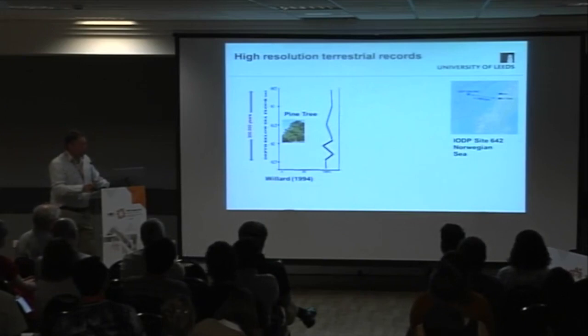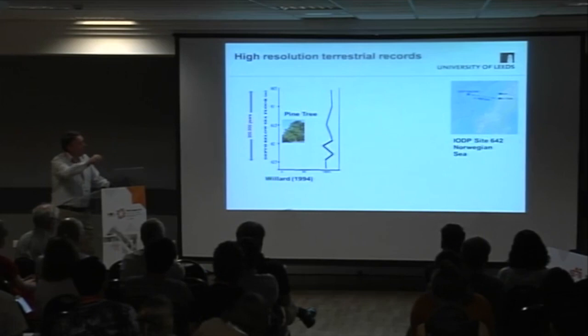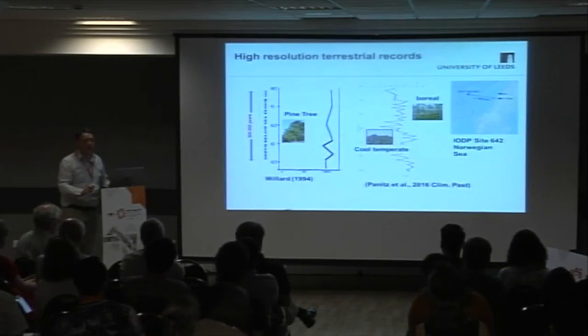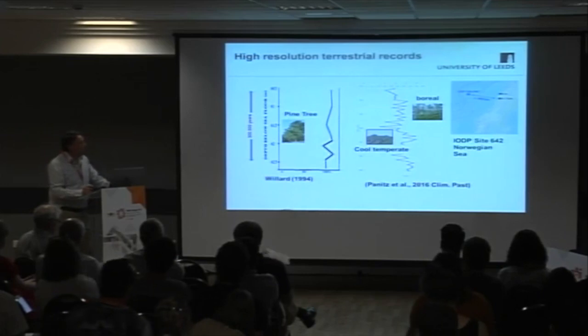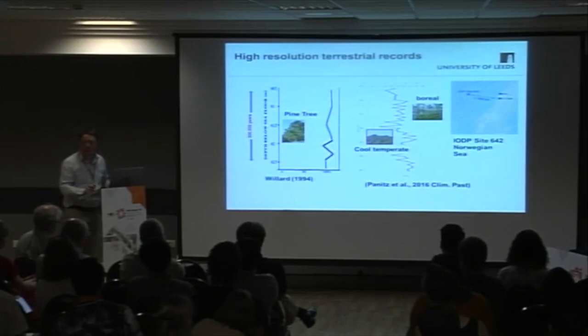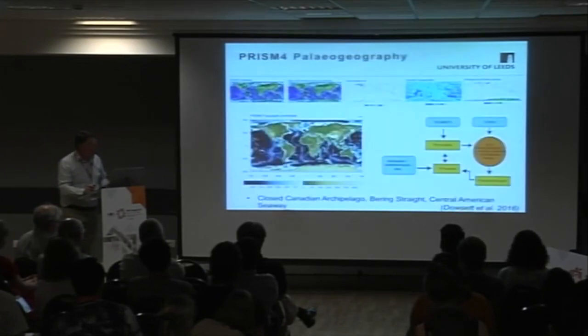Here's some data from a marine site, which is telling us something about vegetation in Norway. And this is from an old paper by Deborah Willard in 1994, showing how she went through this at a pretty coarse resolution and just decided that essentially it was all pine trees through this particular interval of time. However, Sina Panitz has just recently published a very high resolution record for this particular site. And so now we understand that we're not just dealing with one potential biome type, that we're having variations between cool temperate and boreal types of vegetation. And so this is the sort of information that we'll now be able to bring in to the data-model comparisons that occur within PLIMIP2.